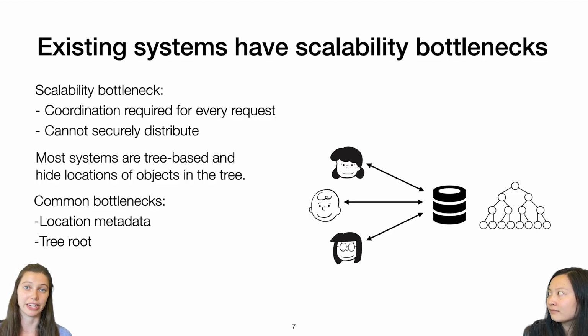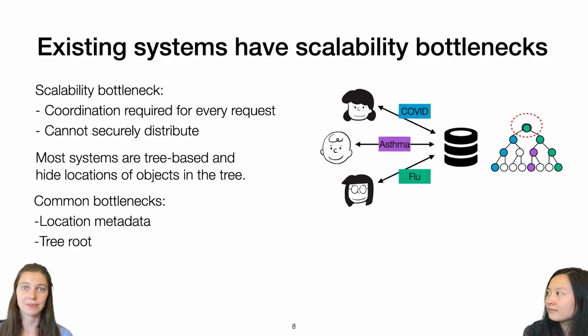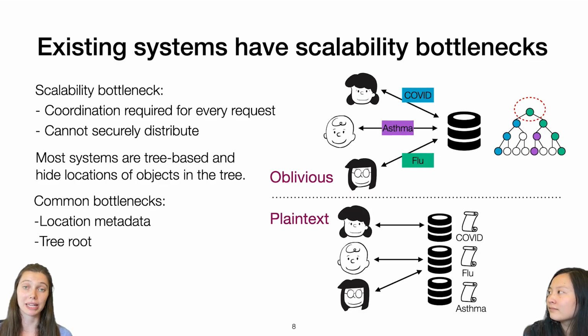The first is location metadata, so the mapping of logical locations to physical locations in the tree. And the second is the root of the tree itself. All these requests are going to pass through different paths through the root of the tree. And this leads the root to be a central point of coordination, a point where all the requests are serialized. And this is in contrast to a plaintext storage system, where objects can simply be sharded across different partitions, and the clients can access the partitions directly without needing any coordination.